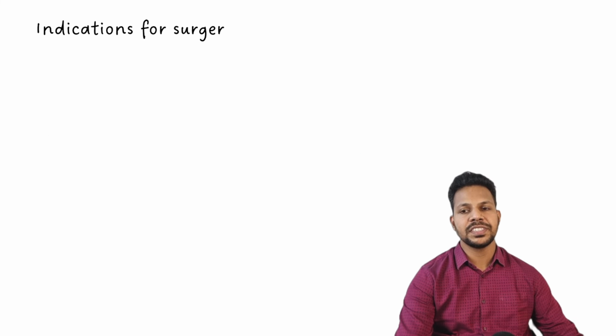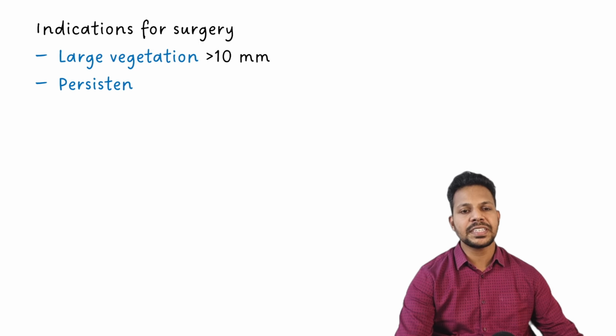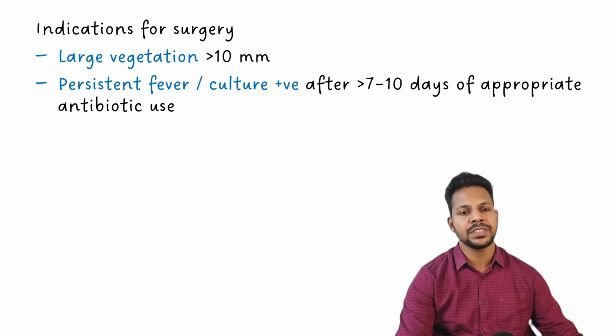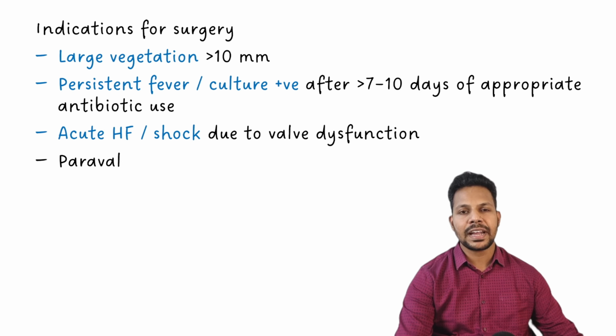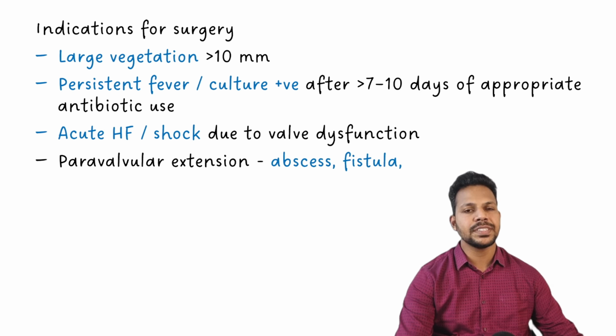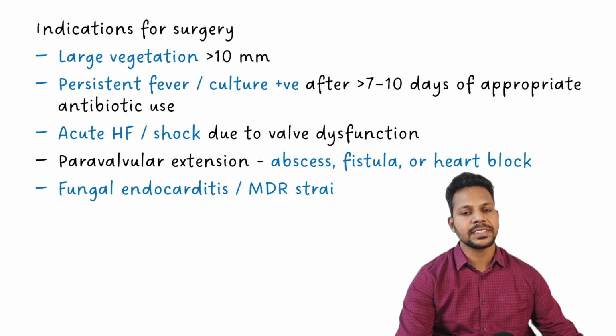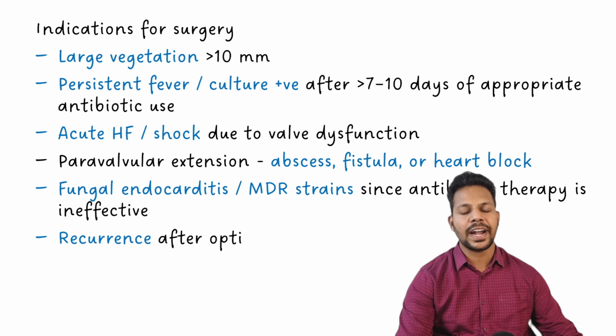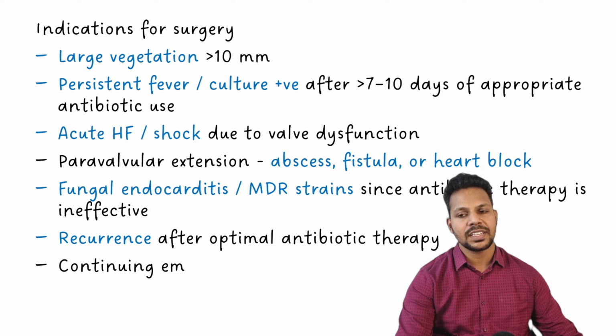The indications for surgery: a large vegetation of more than 10 mm size, a persistent fever or culture positivity after 7 to 10 days of appropriate antibiotic use, or acute heart failure or shock due to valve dysfunction, paravalvular extension in the form of abscess, fistula, or heart block, fungal endocarditis, or multi drug resistant strains, since the antibiotic therapy is ineffective in those patients. And if there is recurrence after optimal antibiotic therapy, and if the patient is having continuing embolization.